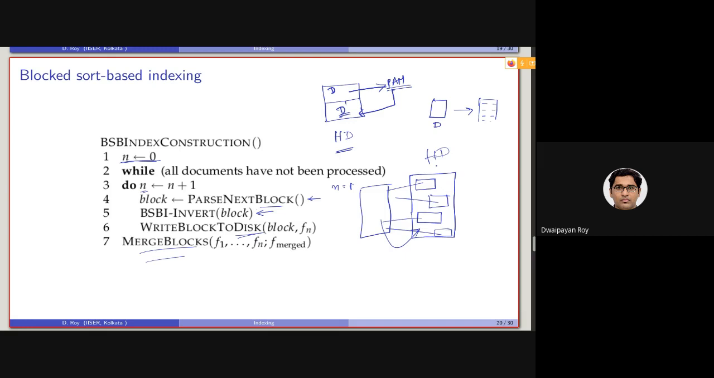One question you might have is how to write this merge blocks function. I'll leave it to you to think about this a little bit. Later on, we can discuss.